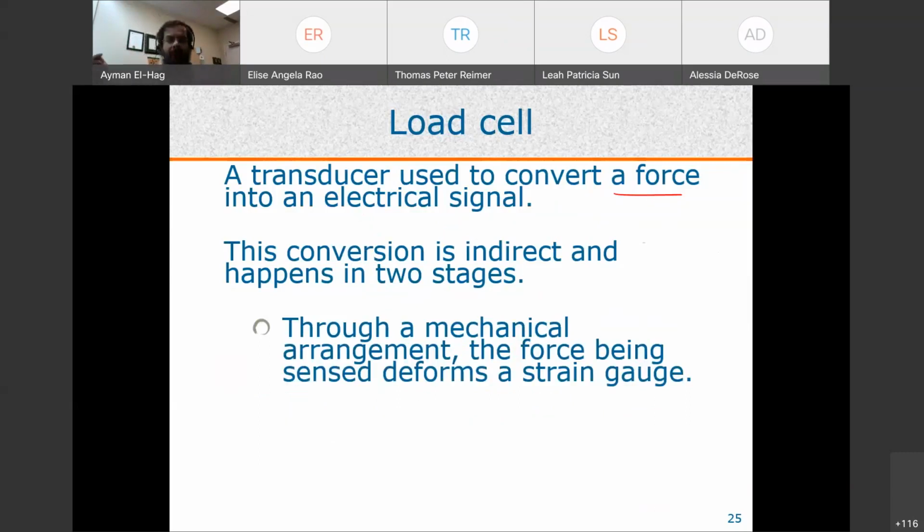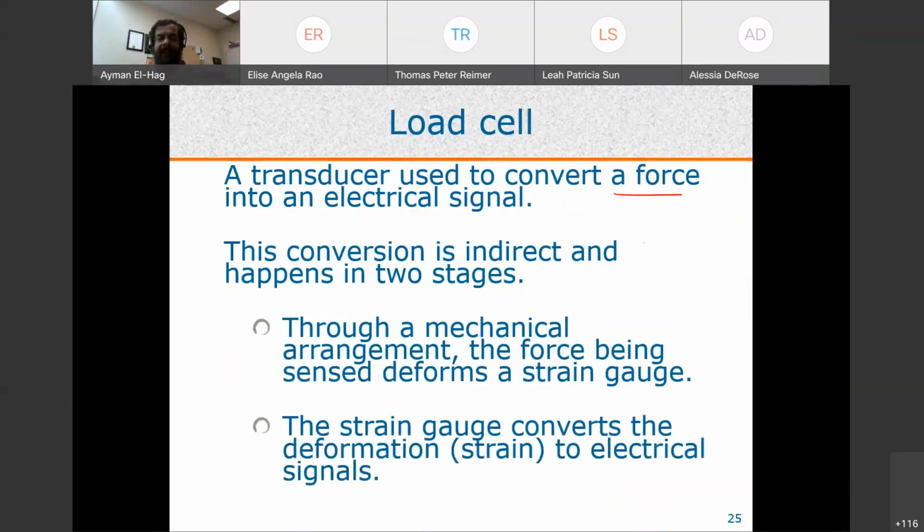Okay, so the force that you apply will be applied to a strain gauge, and that strain gauge will be deformed. Once deformed, with the help of the Wheatstone bridge, this deformation in the strain gauge, either in elongation or in compression, will be converted into an electrical signal.